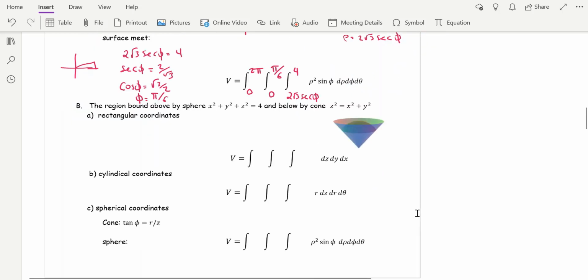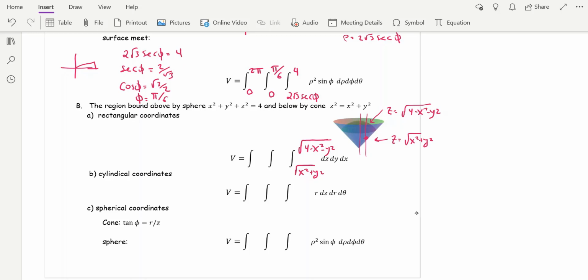In rectangular coordinates, imagine vertical lines, and they are going to enter the solid on the cone. And so we have to solve for z. The cone is z equal to square root of x squared plus y squared. So that's our lower limit. And those lines are going to leave the solid on the top half of the sphere, which is z equal square root 4 minus x squared minus y squared. So that's our upper limit.